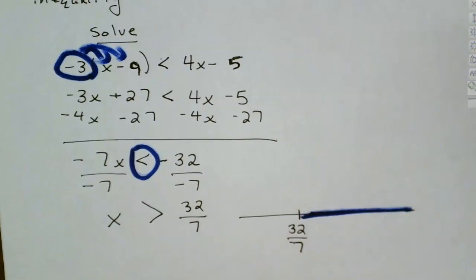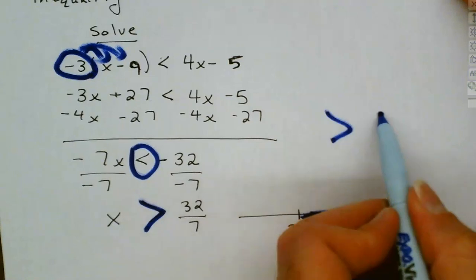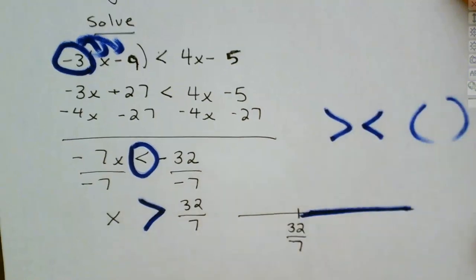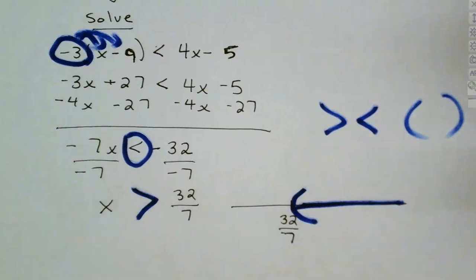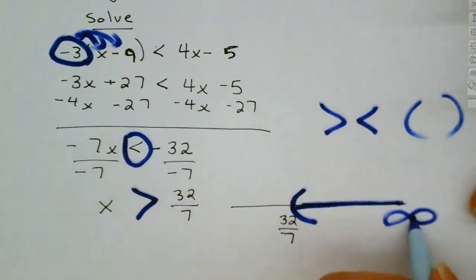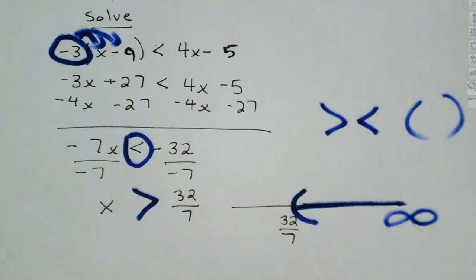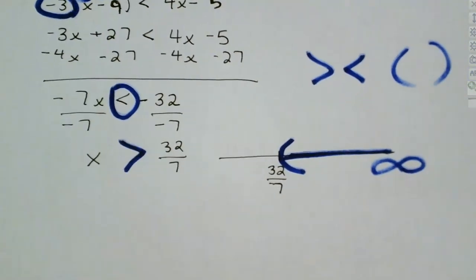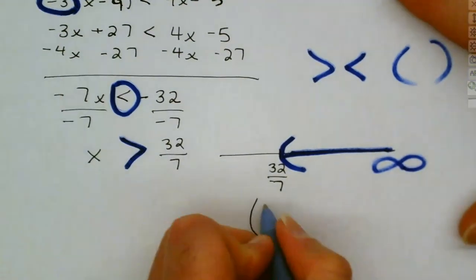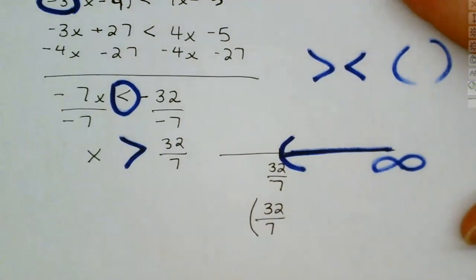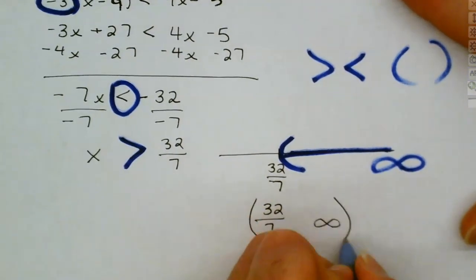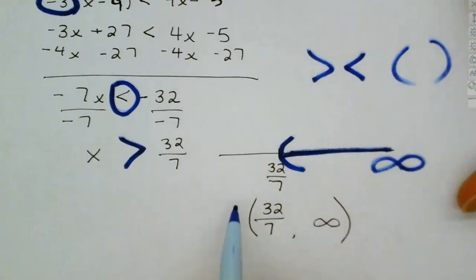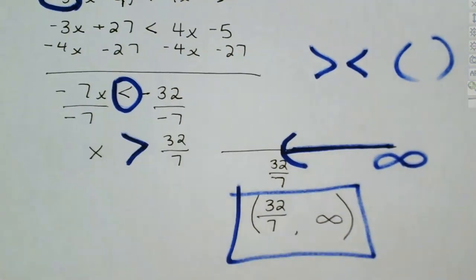And are we going to use a bracket or parentheses, do you think? Yeah, parentheses, right? Why? Because remember, strictly less than, strictly greater than, those get parentheses. This one gets parentheses. And where does it go to? Positive infinity. So what would my answer look like now in interval notation? We read it from left to right, so it's going to be 32 over 7 with parentheses, comma, positive infinity with parentheses.